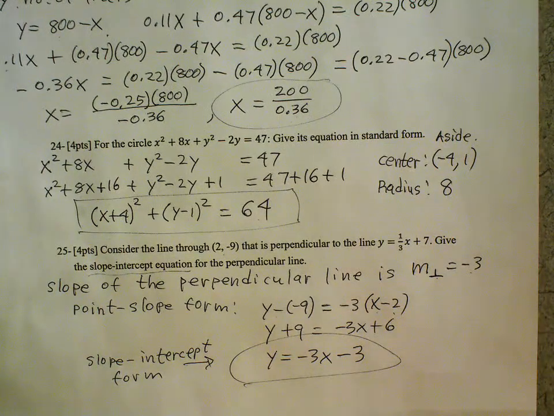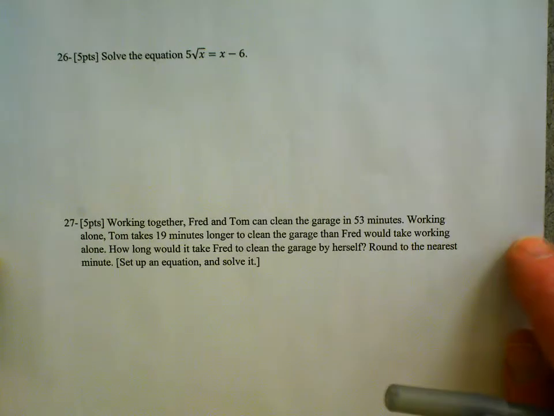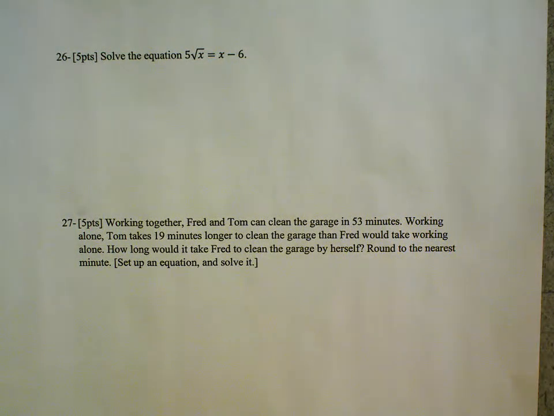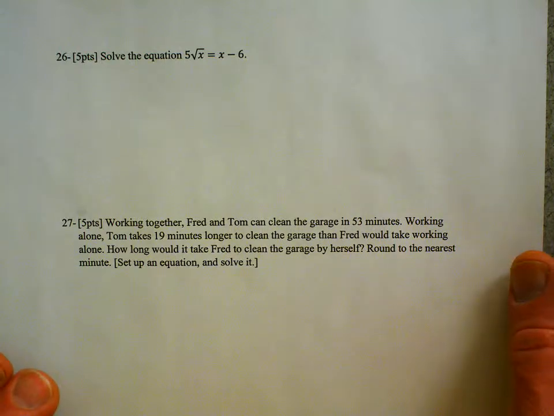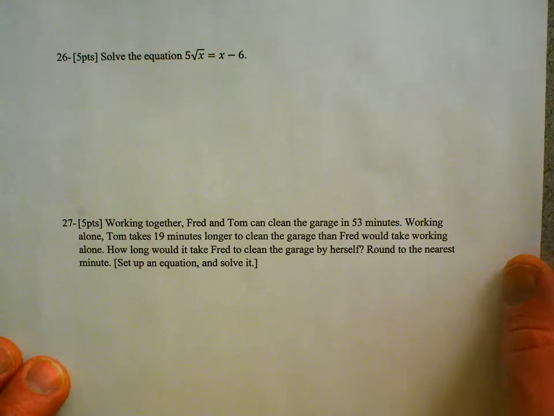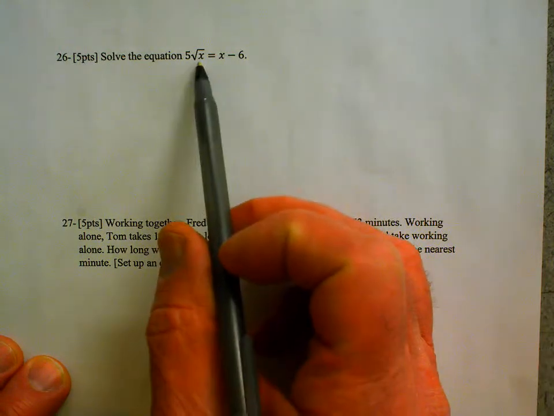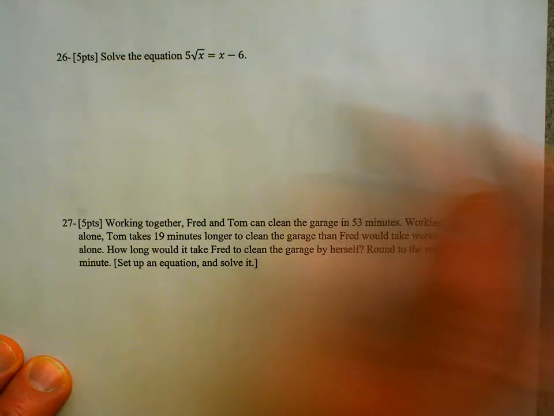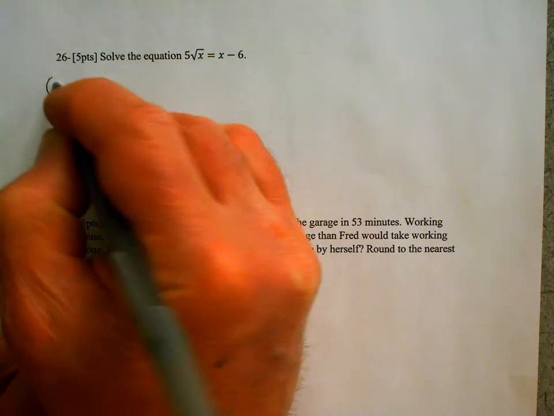On the next page, solve the equation 5 times the square root of x equals x minus 6. We want to solve for x. We see that x is inside a square root, so we can begin by squaring both sides.